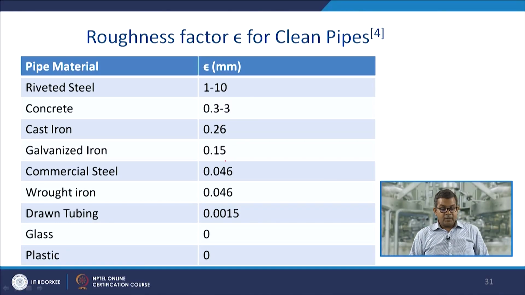Now in this particular table, you can have a look at various roughness factors epsilon for clean pipe. In this table, we have enlisted different types of pipe materials with different roughness factors, like riveted steel, having the roughness factor of 1 to 10 mm, concrete 0.323, cast iron 0.26, galvanized iron 0.15, commercial steel 0.046, wrought iron 0.046, drawn tubing 0.0015. In glass, the roughness factor is 0, and in plastic, the roughness factor is 0.